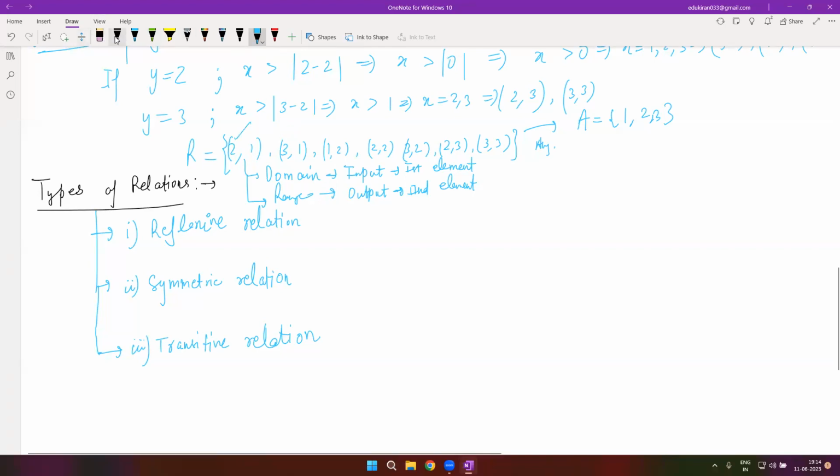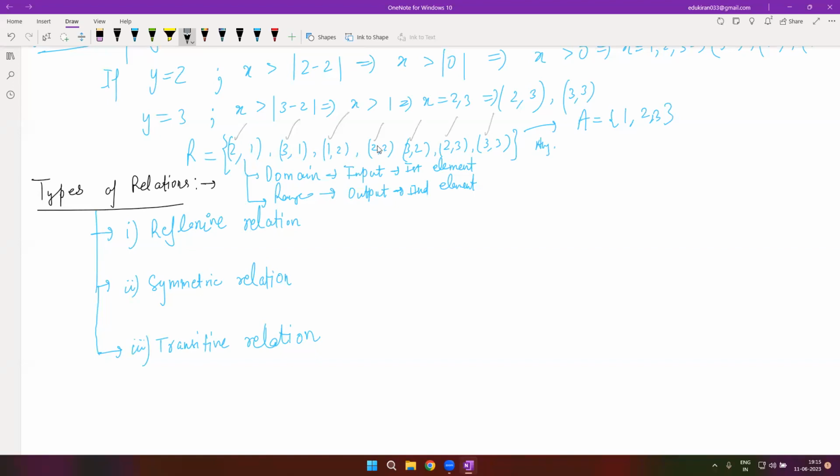Yeah, so I will put this on domains. This is domain, this is domain, this is domain. These are inputs. If you give input 2, you are getting an output 1. If you give input 3, you are getting an output 1. If you give input 1, then you're getting an output 2, right? So these first elements are your inputs or domain. So basically these are the elements of domain.